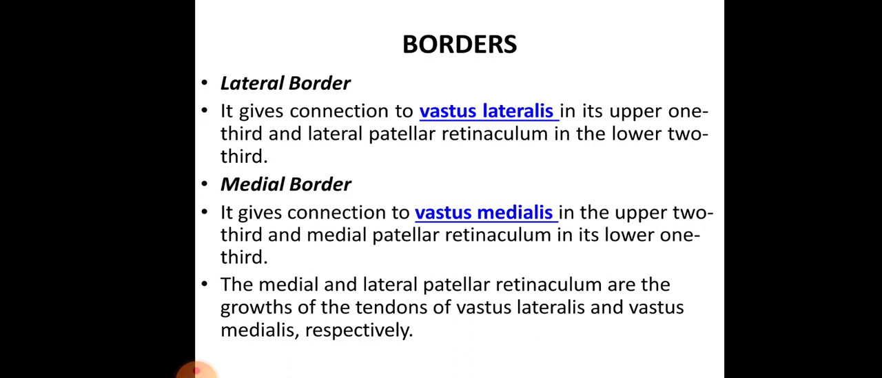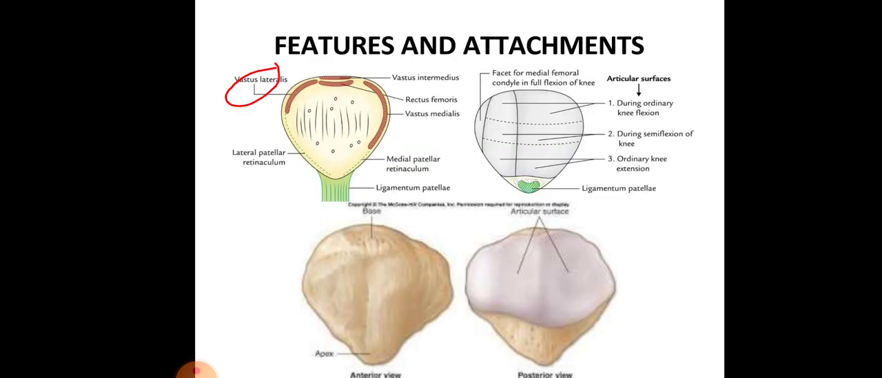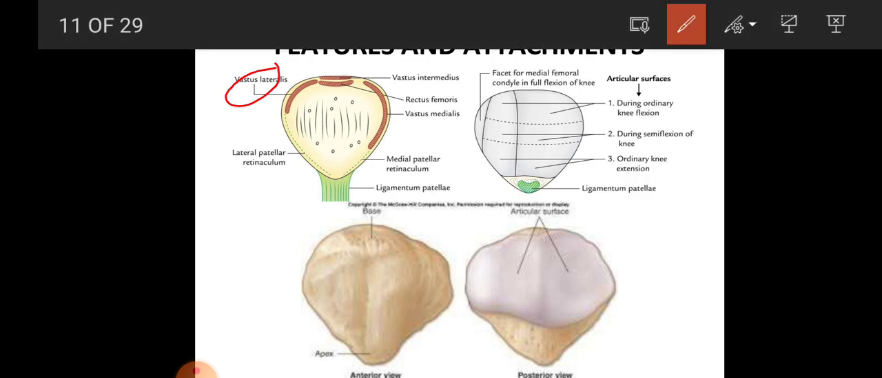Then the medial border gives connection to the vastus medialis in the upper 2/3 part, and the rest of the part is occupied by the medial patellar retinaculum in its lower 1/3. So here we can see on the medial border, the upper 2/3 part is occupied by the vastus medialis and the lower 1/3 part is occupied by the medial patellar retinaculum. Medial patellar retinaculum is nothing but the extension of the vastus medialis muscle.